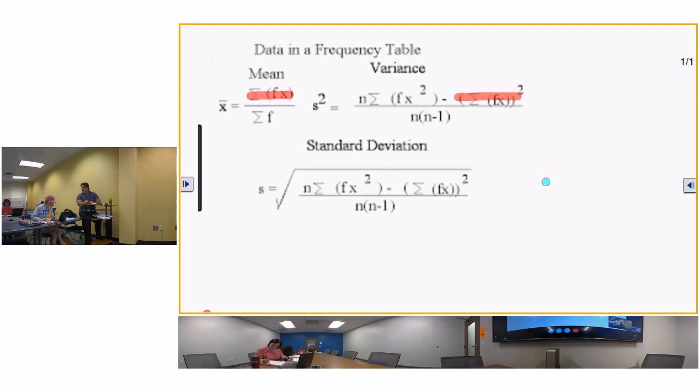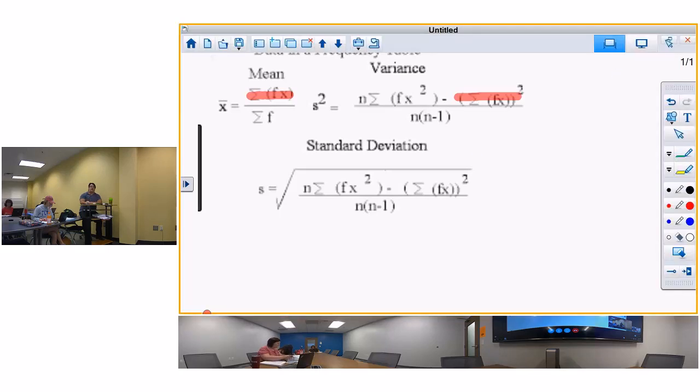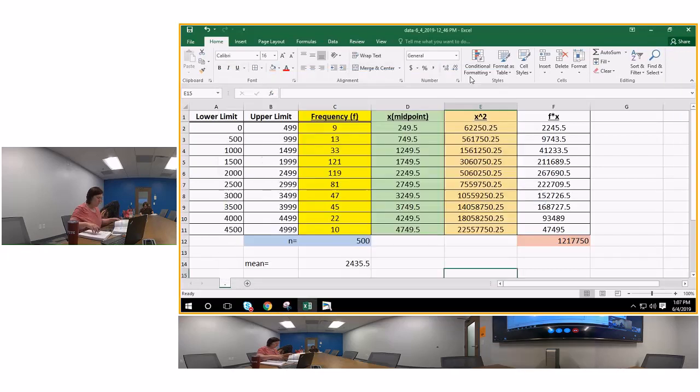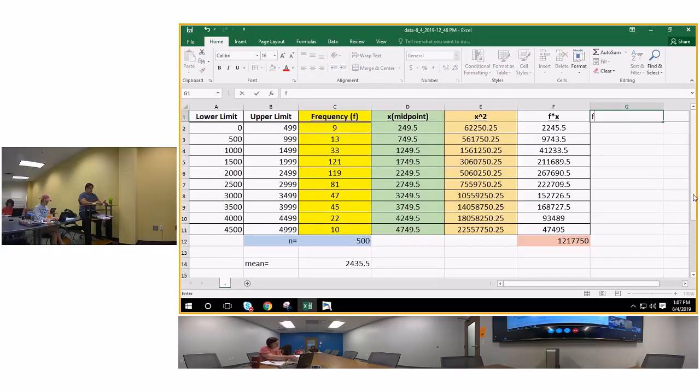So I'll give y'all about 2 or 3 minutes to do F times X squared in your notes. And remember, you got to add it up after you do F times X squared. I'll go to the handy dandy. We'll do F times X squared. That's going to equal F times those numbers.